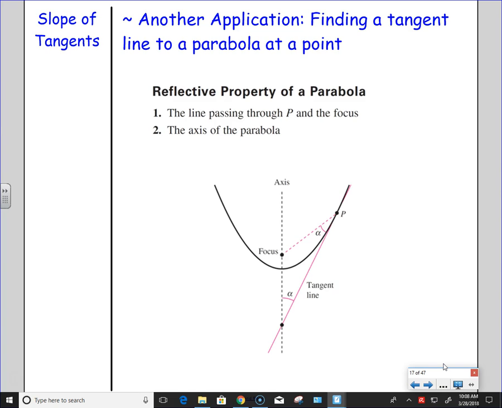And the geometry of a parabola, we're going to be using specifically the parabola itself, a point of tangency P on the curve, the focus, and the point at which a line drawn through P intersects the axis of symmetry.